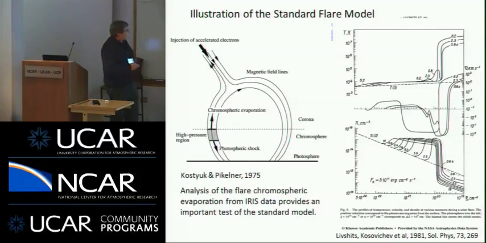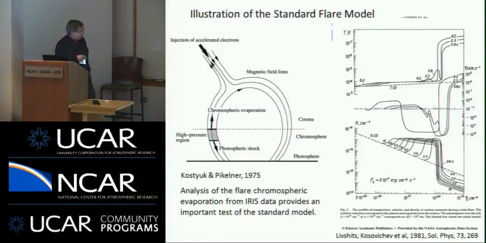Originally this thick-target model was suggested by John Brown and also Hugh Hudson. They looked at a static model, and then a hydrodynamic model was first calculated by Kostyuk and Pikelner in 1975. Yesterday we had a very nice tutorial on further development of this model. And it was interesting when I looked at my publication, I was a PhD student, I did similar calculations. This was a paper published in 1981 in Solar Physics. And the curves look very similar to what we saw yesterday.